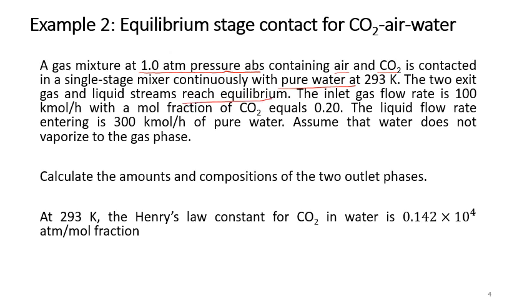The inlet gas flow rate is 100 kmol per hour with a mole fraction of CO2 equals 0.20. The liquid flow rate entering is 300 kmol per hour of pure water. Assume that water does not vaporize to the gas phase. Calculate the amounts and composition of the two outlet phases, given that at the given temperature 293 Kelvin, the Henry's law constant for CO2 in water is 0.142 times 10 to the power of 4 atm per mole fraction.